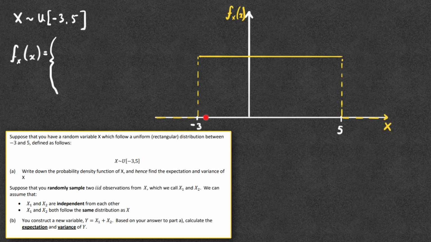So in order for this rectangle to have an area equal to 1, it must be the case that the height of the rectangle is equal to 1/8. So our probability density function is going to be 1/8 between -3 and 5, and it's going to be 0 otherwise.